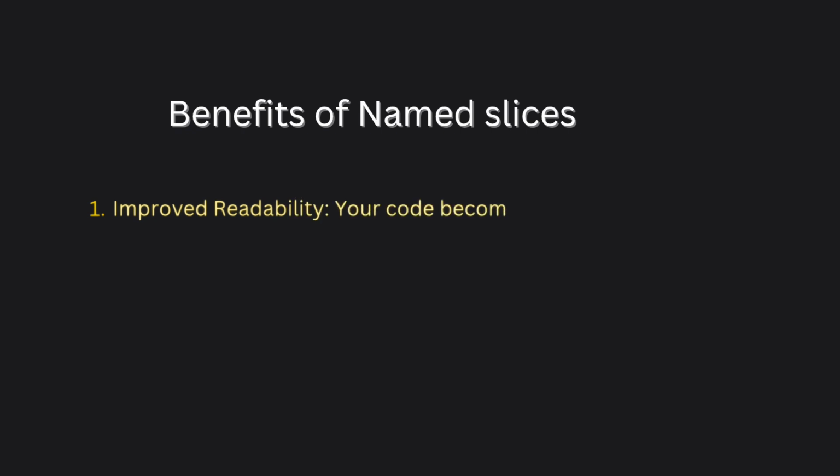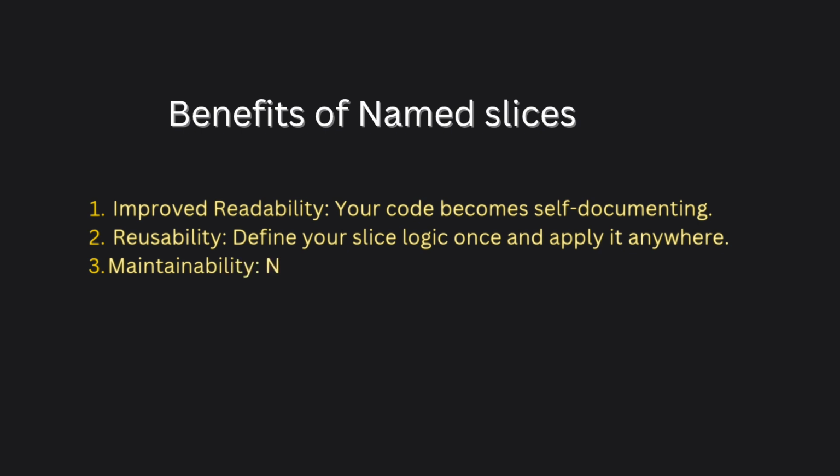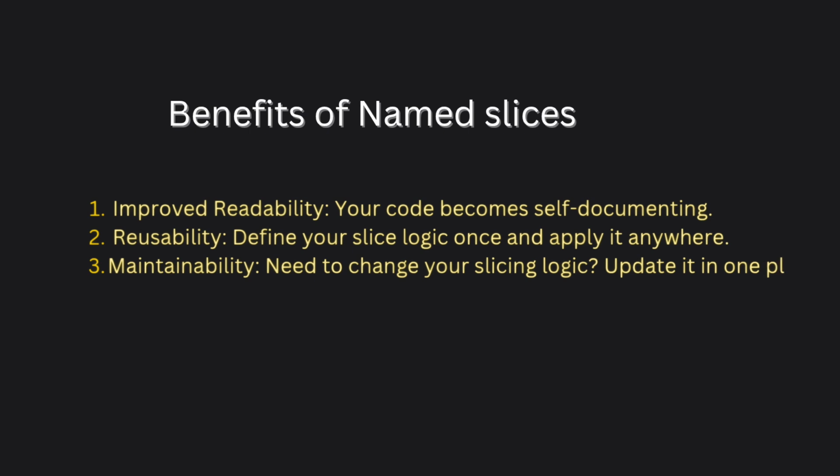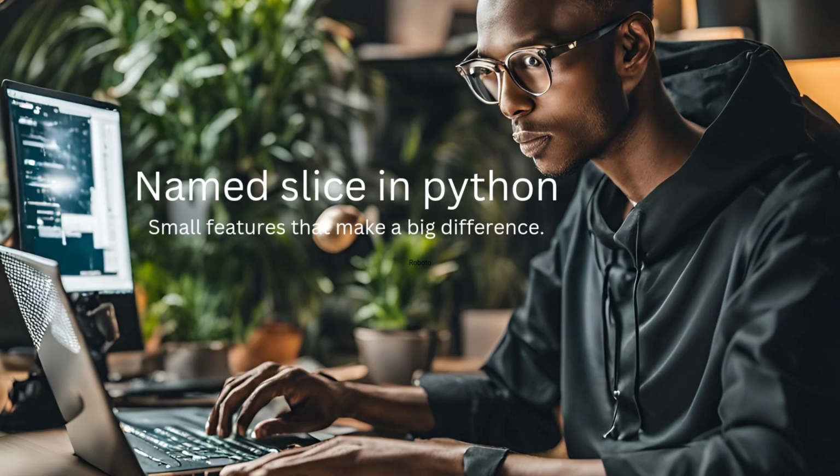So, why should you use named slices? Here are the key benefits. 1. Improved readability. Your code becomes self-documenting. 2. Reusability. Define your slice logic once and apply it anywhere. 3. Maintainability. Need to change your slicing logic? Update it in one place. 4. Dynamic applications. Easily adapt slices for user input or calculated indices. Named slices are one of those small, underappreciated features in Python that can make a big difference in your code.